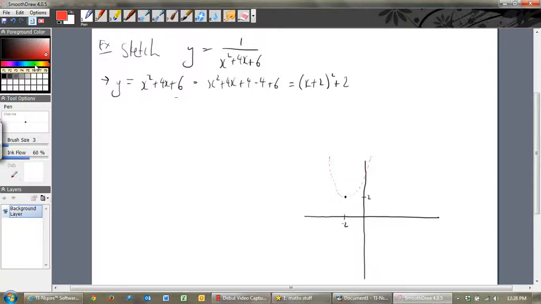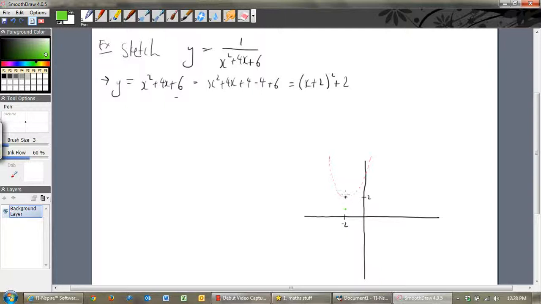Now, to be able to sketch our function, we want to look at the original function and just take the reciprocal of all the function values. In other words, let's start right in the middle here. We've got y equal to 2 here. The reciprocal of that is 1 over 2, so 1 over 2 will be down here, which is a half. So that's our value there.